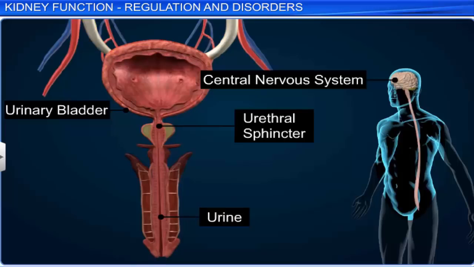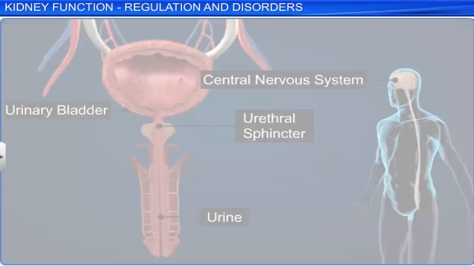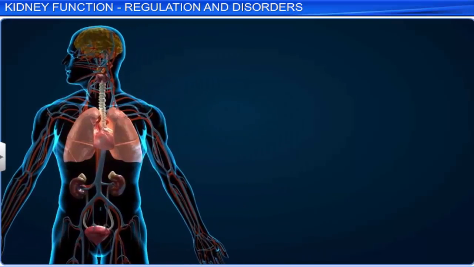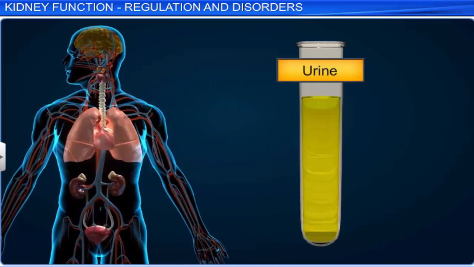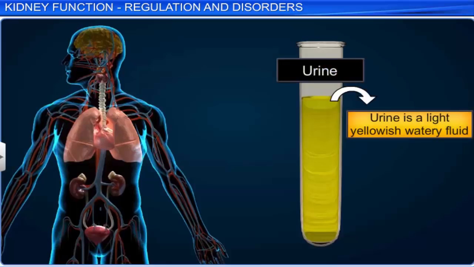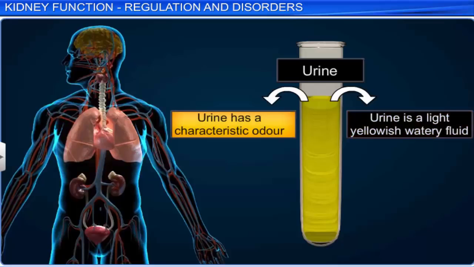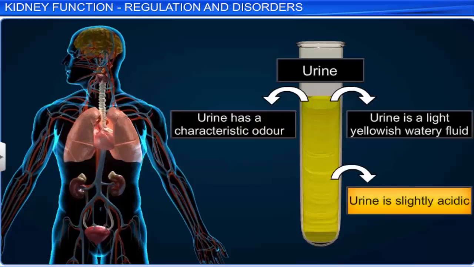This process of disposing urine is called micturition, and the neural mechanism responsible for the process is known as the micturition reflex. On average, an adult human releases about 1 to 1.5 liters of urine every day. The urine released is a watery fluid that is light yellowish in color. Moreover, it has a characteristic odor and is slightly acidic, with a pH value of 6.